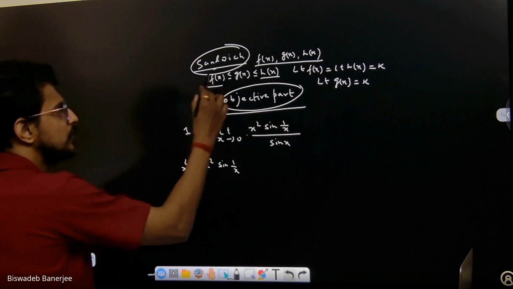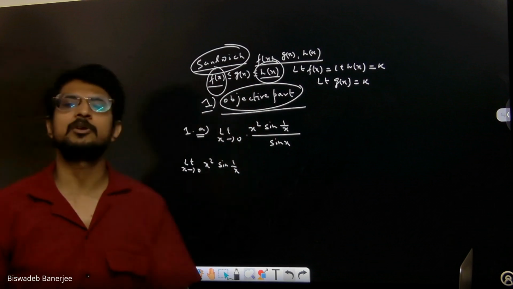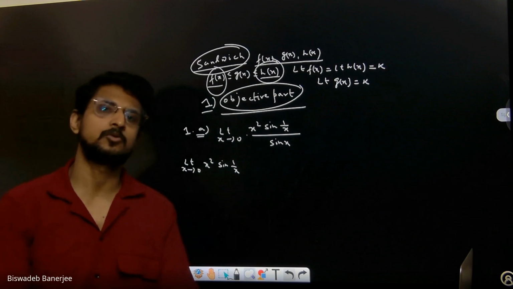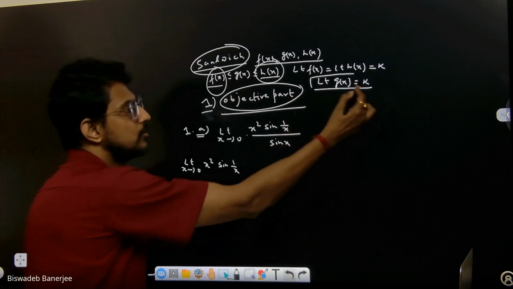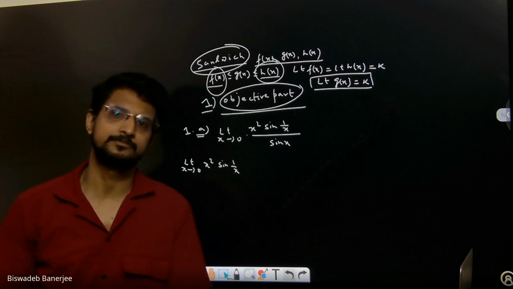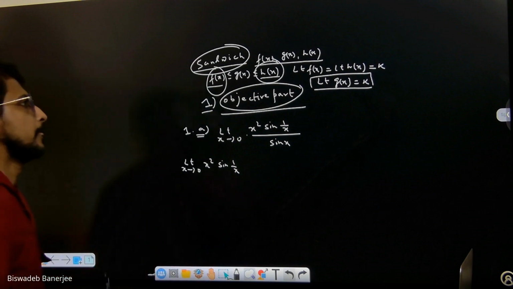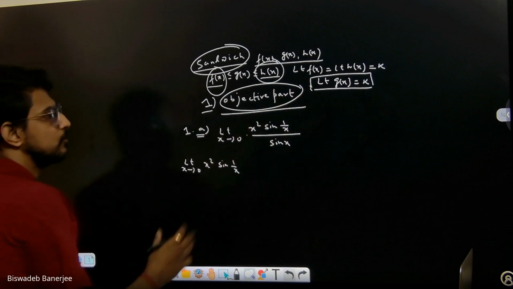That means if the limits of f(x) and h(x) are equal, the limit of g(x) is also equal to this value k. This theorem is called the sandwich theorem. So we shall apply this concept for this question.